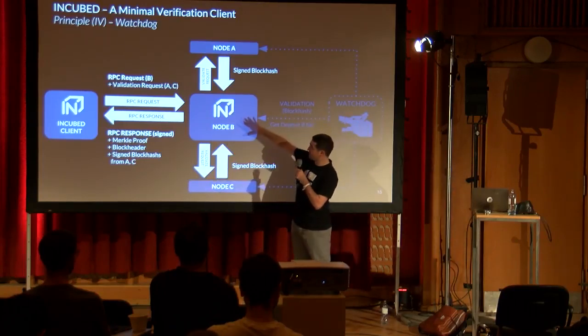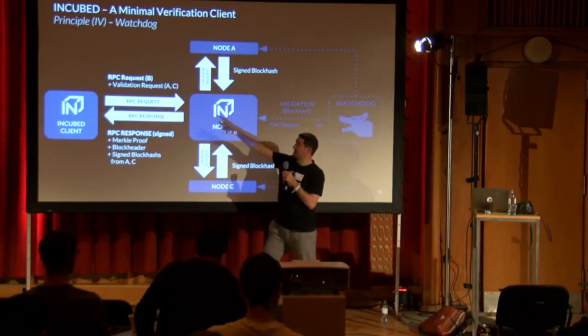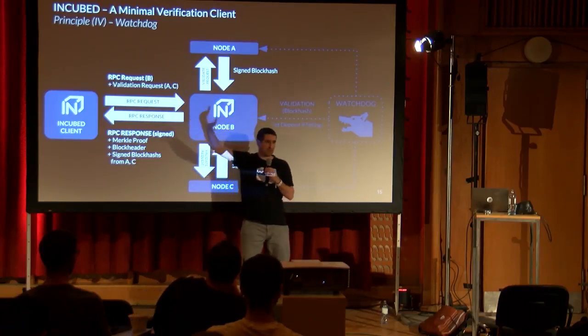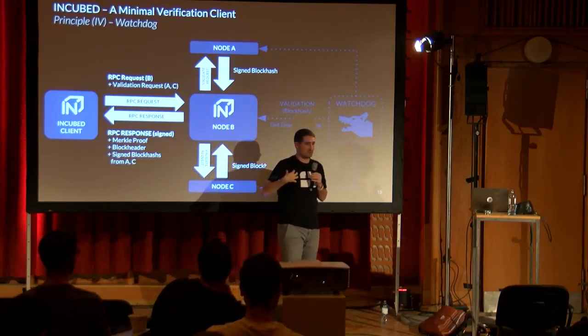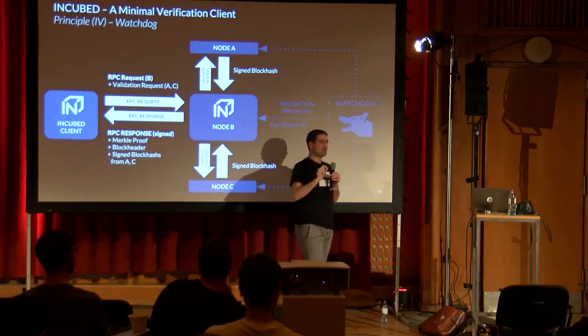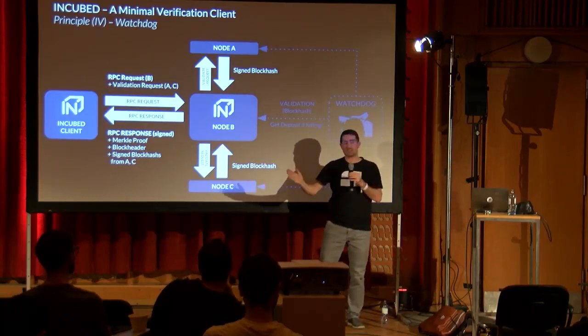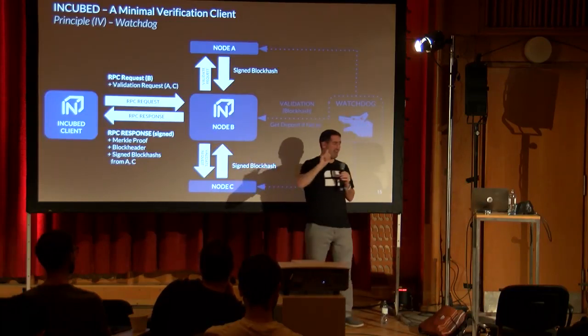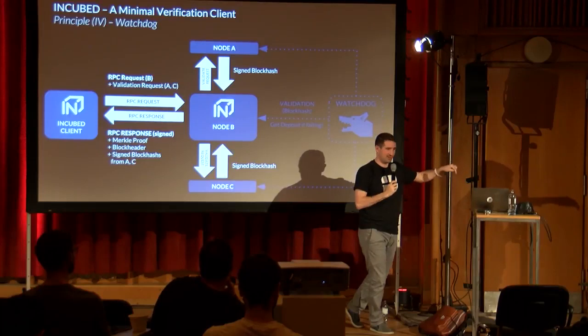When you're asking your node here, you're choosing some nodes, here we call them A and C, could be 5, could be 10, and you are choosing them to sign the current block hash. They just sign it, saying, "That's the hash, and I believe it to be the true one." You can choose who it is, and they give you this response. And now, why do you trust this signed block hash?